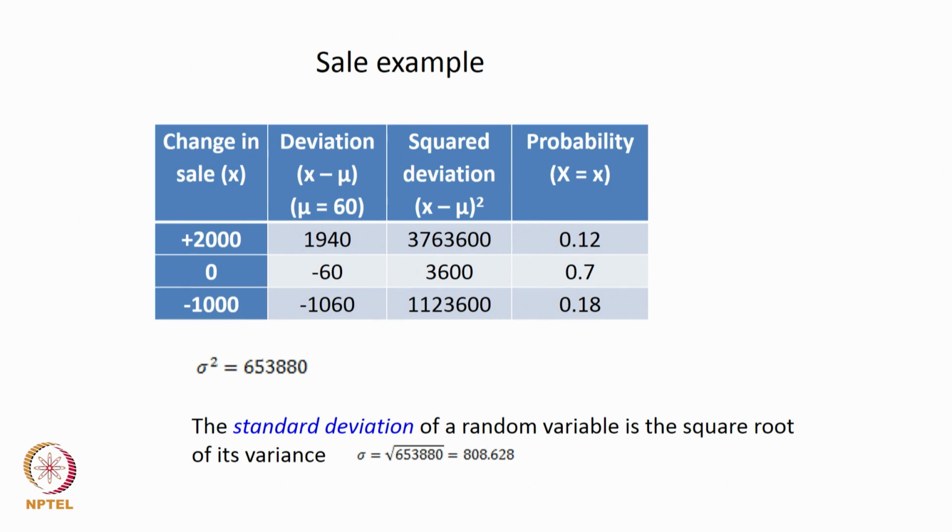So, sigma square is calculated as 653880, which is the variance, and standard deviation is the square root of the variance. We take the positive square root and we get 808.628. So, this is how we calculate the expected value or mean and the standard deviation of a random variable.